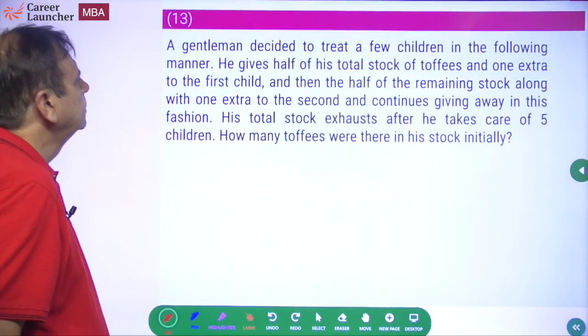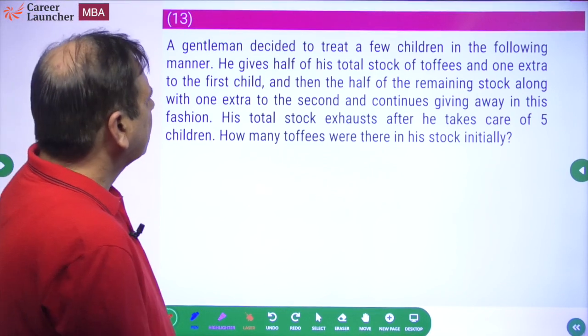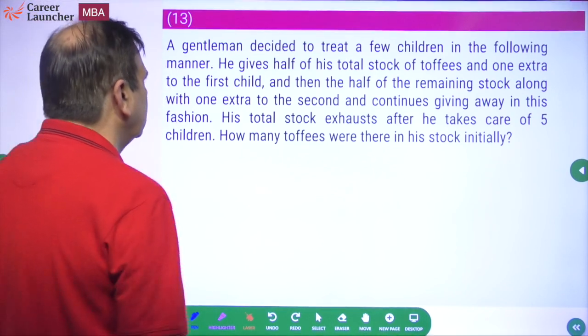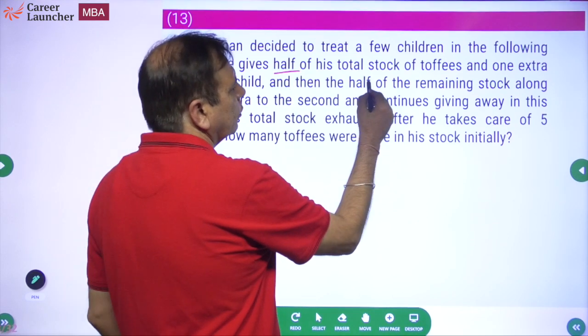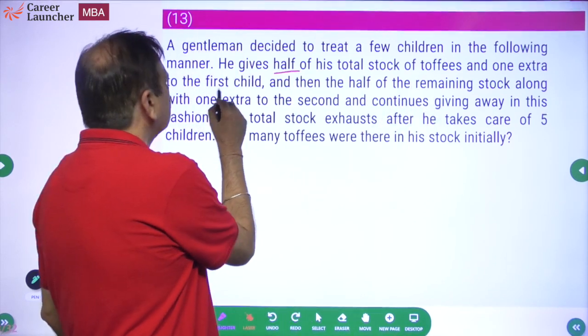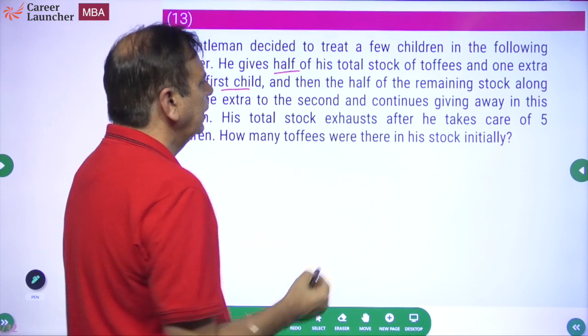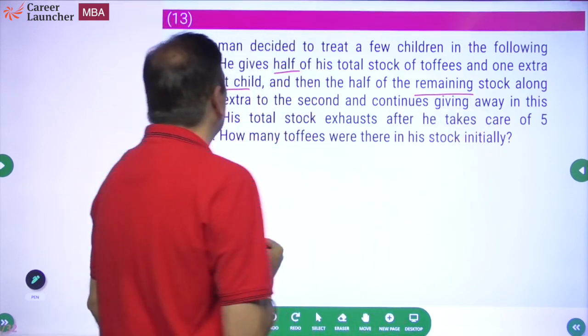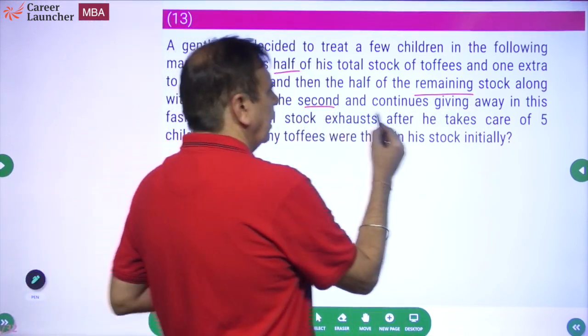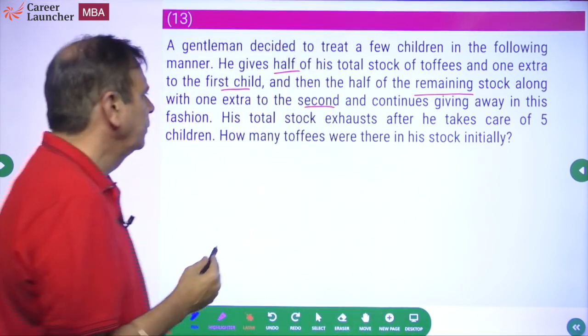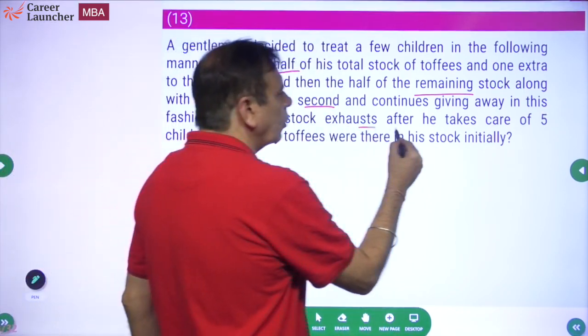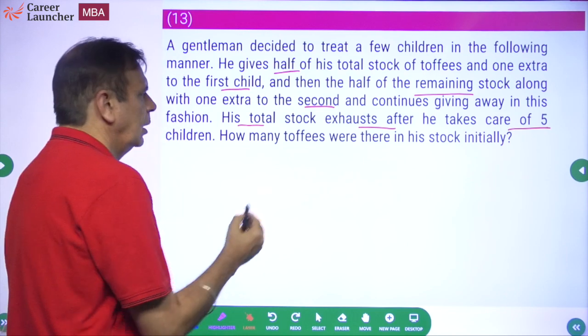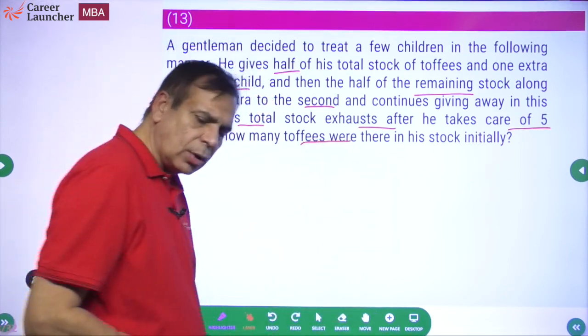Okay. A gentleman decided to treat a few children in the following manner. He gave half of his total stock of toffees and 1 extra to the first child. Then half of the remaining stock along with 1 extra to the second, and continues giving away in this fashion. His total stock exhausts after he's taken care of 5 children. How many toffees were there in the stock initially?